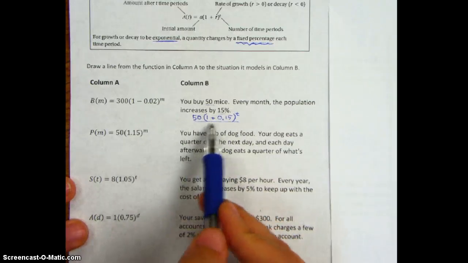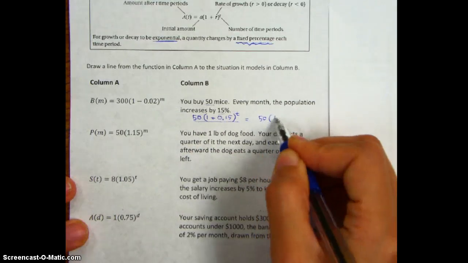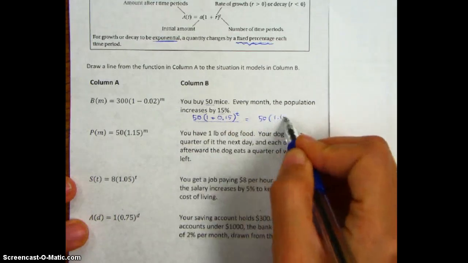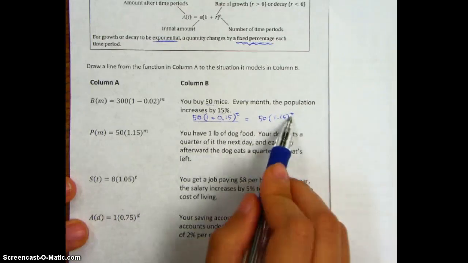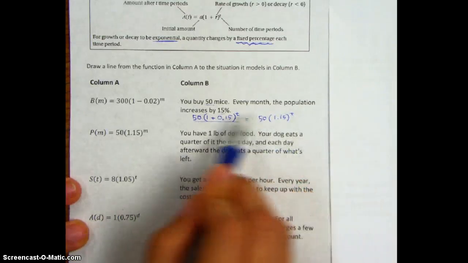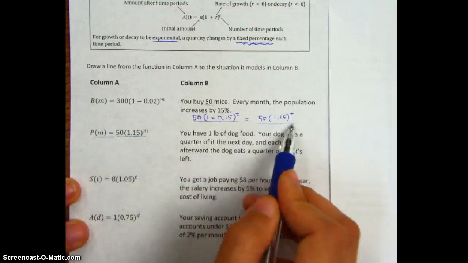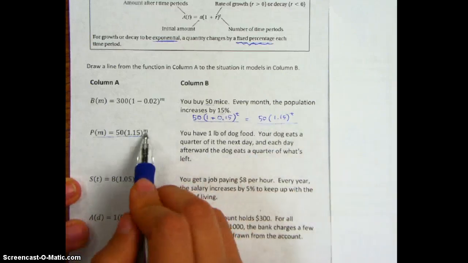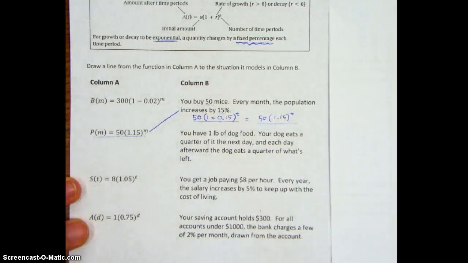If I simplify that a little bit, that would be 50 times 1.15 to the t, or x or m. This can be any letter. If you look at this function, this is exactly the same thing as that function, except this one is using a different variable. So we can match this too.